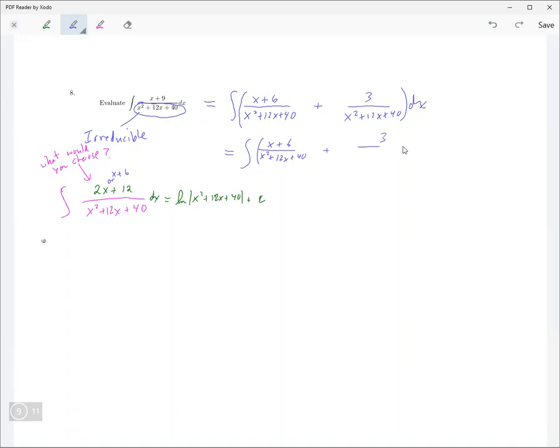This part right here, when you have a constant over a quadratic like this, what you should do is complete the square here. If this was x squared plus 12x plus 36, then this would be a perfect square. It's x plus 6 squared. But it's not. I have to put the plus 4 there to make it 40. So 36 plus 4 is 40.